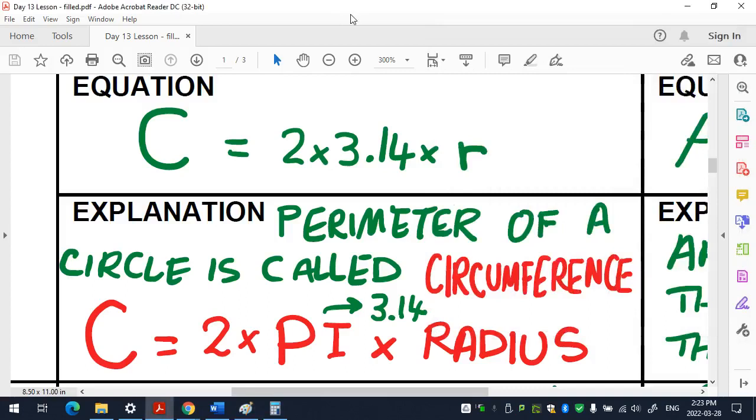So perimeter of a circle is called the what? What was this word again? Circumference, C-I-R-C-U-M-F-E-R-E-N-C-E. Obviously, we just call it capital C. Okay? 2 times pi times radius. Done. That's it.